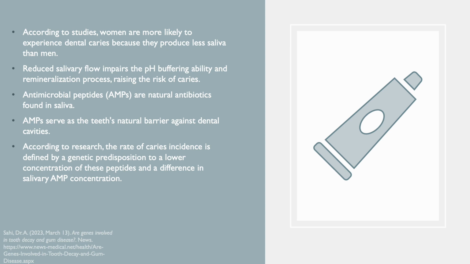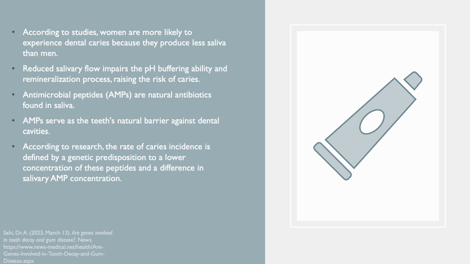Antimicrobial peptides, or AMPs, are natural antibiotics found in saliva. AMPs serve as the teeth's natural barrier against dental cavities. It also helps to restore the oral cavity pH to its normal pH, especially after you drink something acidic like a soda. Your saliva is super important in helping restore your normal pH to your mouth to prevent cavities. According to research, the rate of caries incidence is defined by a genetic predisposition to a lower concentration of these peptides and a difference in salivary AMP concentration.